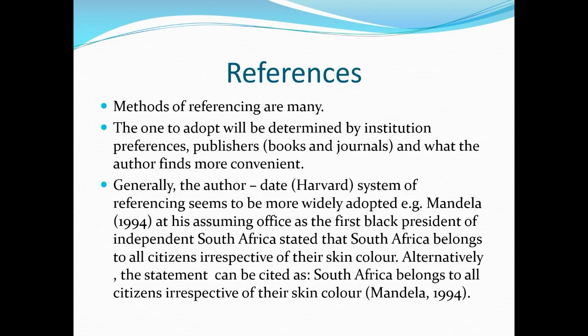Alternatively, the statement can be cited as South Africa belongs to all citizens, irrespective of their skin color. Mandela, 1994. You see here, if you have made the statement and put the author behind, then it is the author's last name, comma, and the year of publication. If you are mentioning the author before you mention what he said, then it is the author and then the date in parentheses.